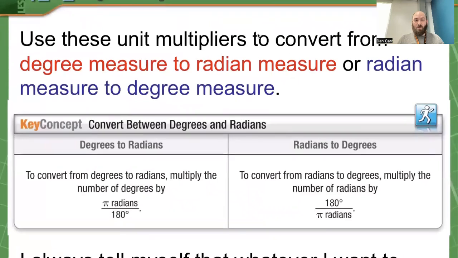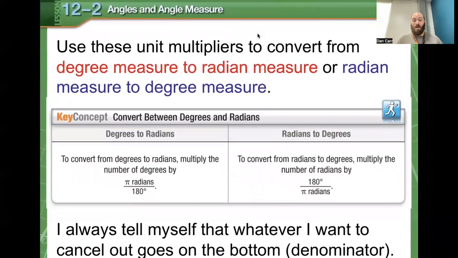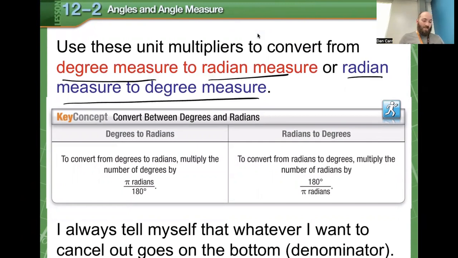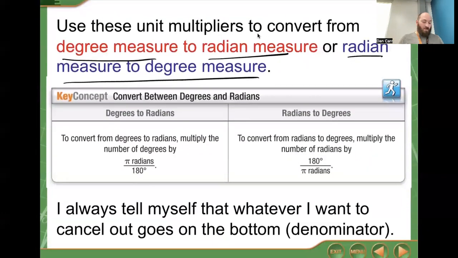Okay, so the first thing we'll talk about is how do we convert between degrees and radians? Since we are dealing with two things that are describing a circle and describing angle measures, we are looking at things that are related directly to each other. So we can either go from degrees to radians or radians to degrees. It's going to be the same idea, but reciprocal fractions. To convert degrees to radians, we're going to multiply by pi radians over 180.